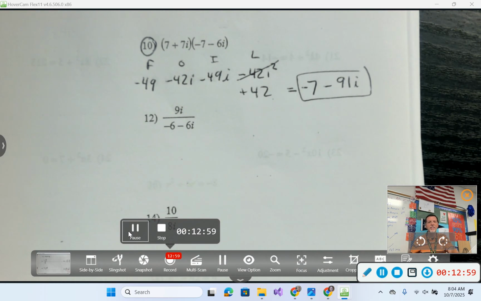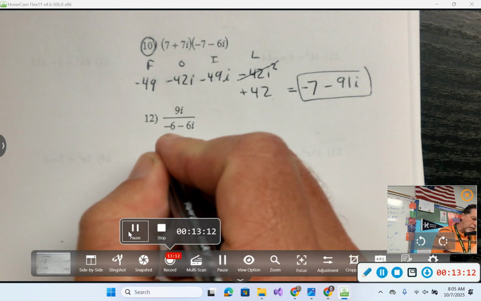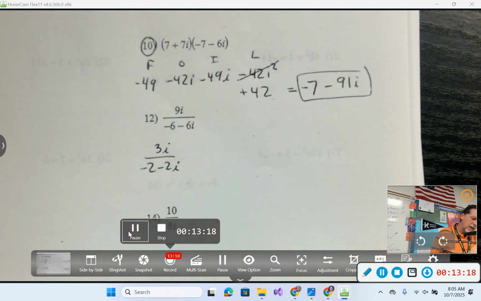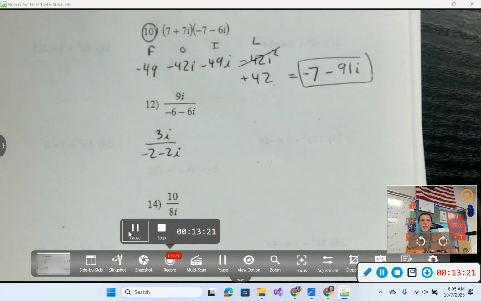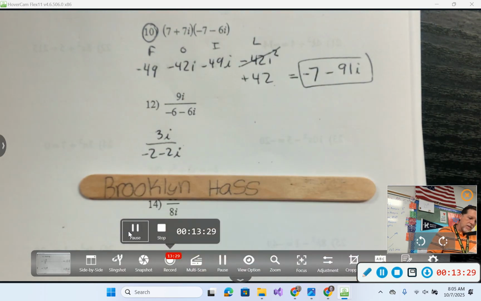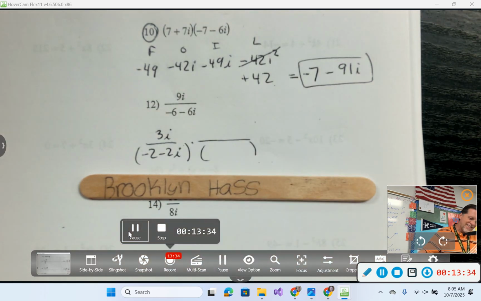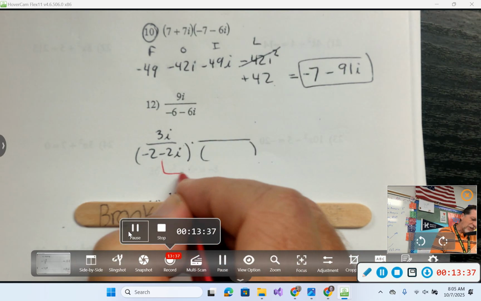I see a way to make things easier. So I will have to do the conjugate thing, but maybe before I even do the conjugate thing, I could simplify by 3. So we can divide everybody by 3. Just make life a little bit easier. And then I need to multiply by something. Brooklyn, what do you think we should multiply by? I'll draw a little bit of a hint here, maybe.